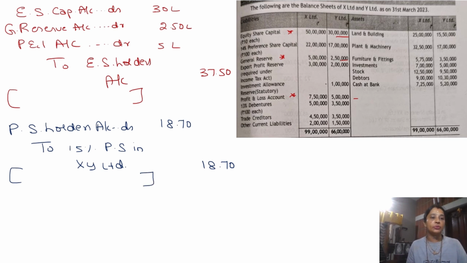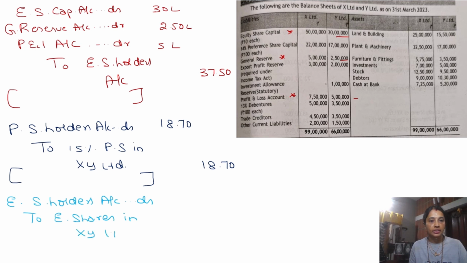Then the final payment made to equity shareholders entry will be equity shareholders account debit to equity shares in XY Limited. How many equity shares are they given? Equity shareholders are given 35 lakhs. So this is the final payment made to equity shareholders. So these are the different entries which will be posted in the books of Y.